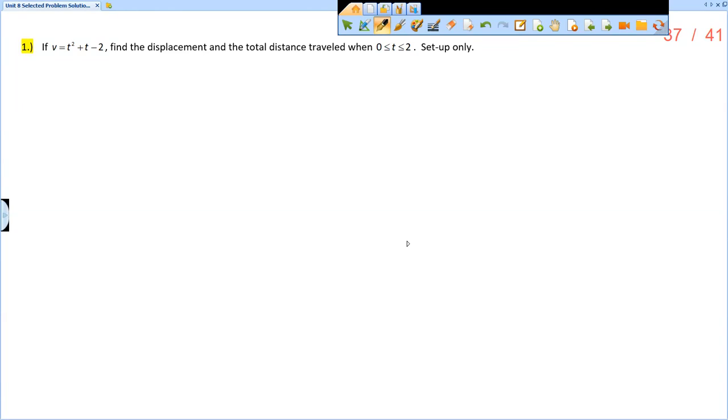This is the solution video for Unit 8 review, problem number 1. All right, so if v equals t squared plus t minus 2, find the displacement and total distance traveled when t is between 0 and 2. And this is a setup only problem, right? So you don't have to carry out the integral.